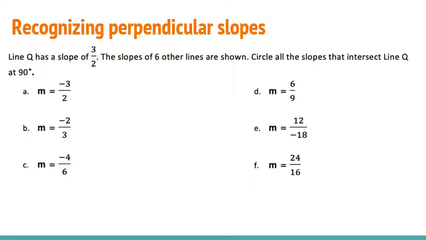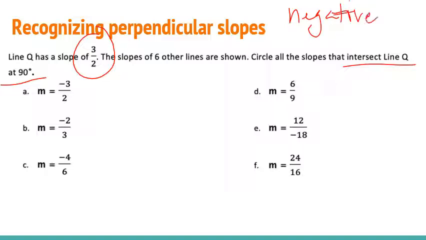All right, why don't you pause here and try this one on your own. You're given a line with a slope of 3 over 2. There's 6 other slopes shown. You want to find the slopes that intersect line Q at 90 degrees. So what we're looking for are the negative reciprocals. So go ahead, pause here, try this on your own.